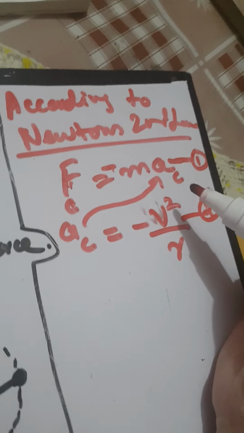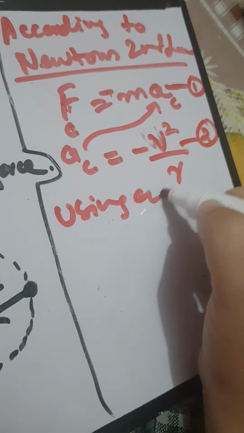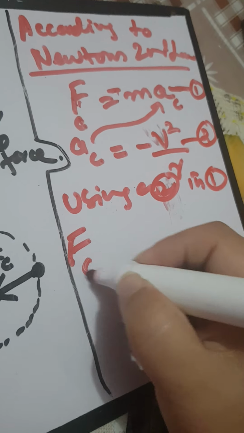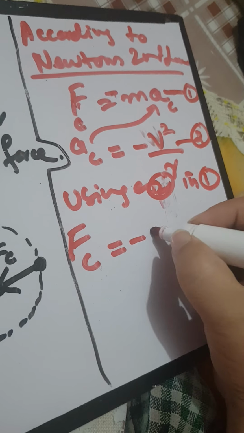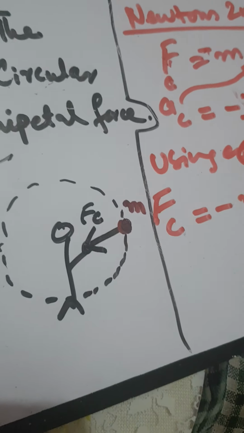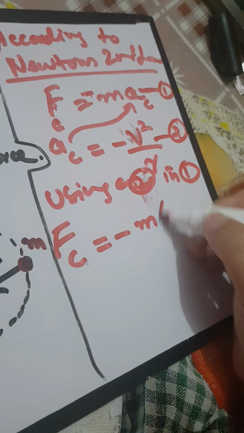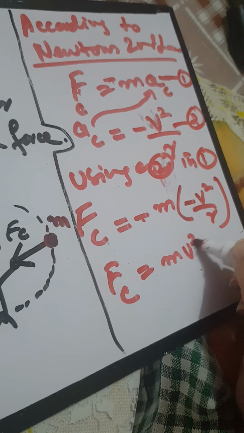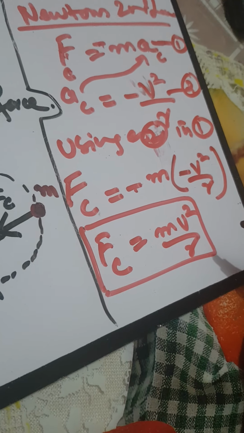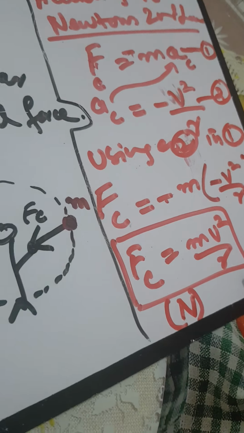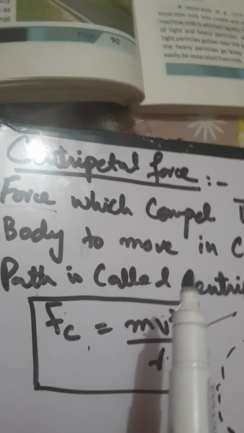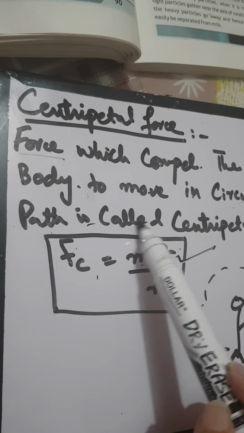Now we can put the value of centripetal acceleration from equation 2 in equation 1. We can calculate the centripetal force Fc, which is equal to minus m times ac. M is the mass of that object. And for ac, I will use equation 2 in 1, so ac is minus v square divided by r. Here minus and minus make a positive sign, and the value of centripetal force is mv square divided by r. There is no need to write the negative sign here with the centripetal force. The unit of centripetal force is Newton, as every force has the same unit, which is Newton, and we obtain this end result to find the centripetal force. So it is mv square divided by r. Once again, the force which compels the body to move in a circular path is known as centripetal force.